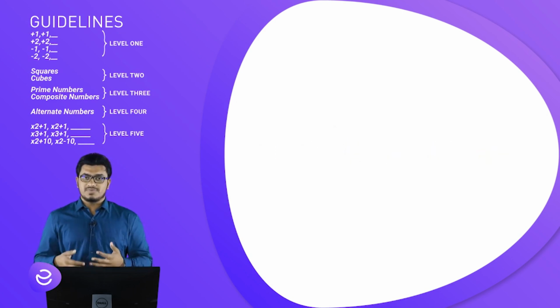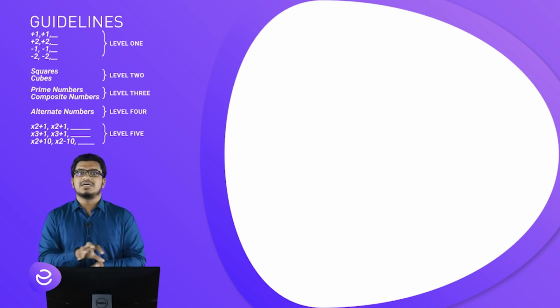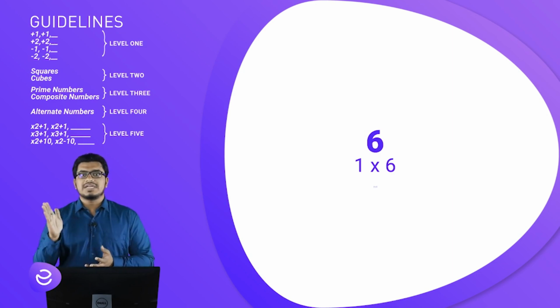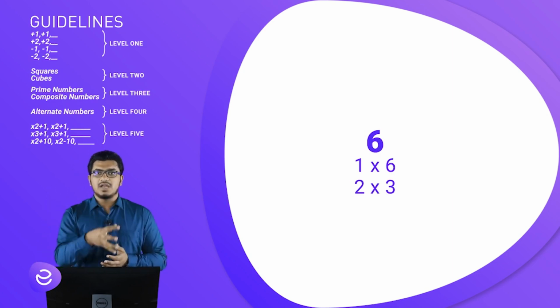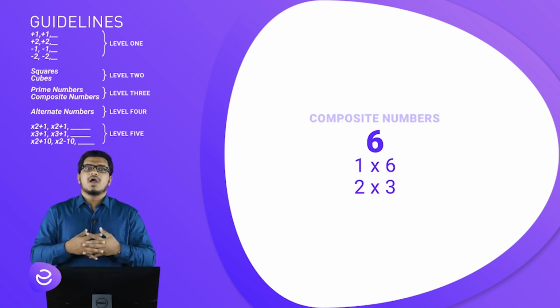So composite numbers, we get the factors 1, the number itself and some other numbers. For example, take 6. We can write it as 1 into 6. We can write it as 2 into 3. So we have a lot of factors there. So that is what is called a composite number.